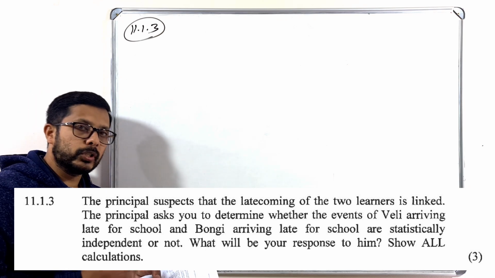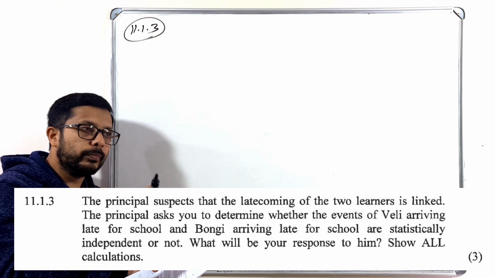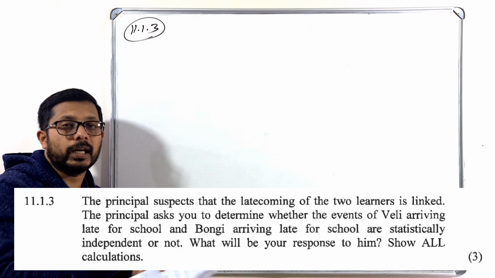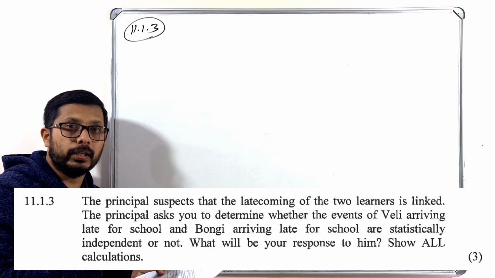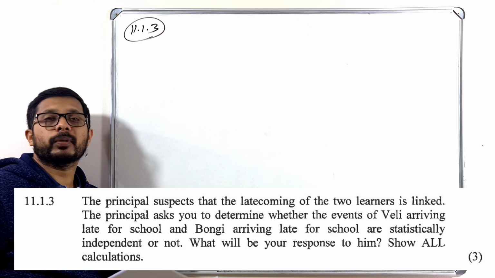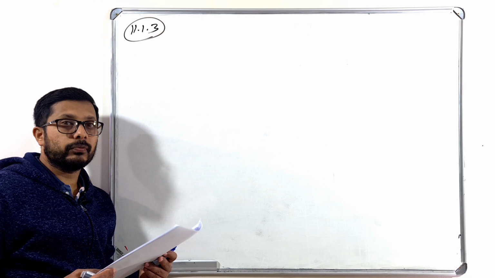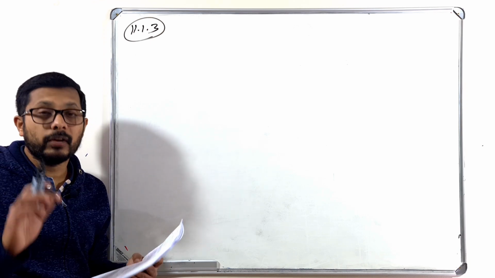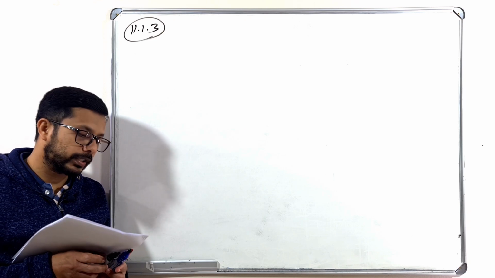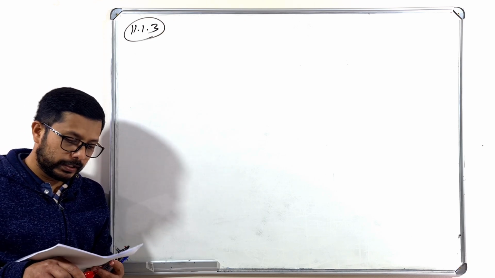So the principal is asking you to find statistically whether Bongani and Whaley being late has any connection, or is it independent or dependent. So how can you find that? Now leave the story of the principal and all the things. We have to know what is the condition for independence. How can we prove that two events, for example A and B, are independent or not? What is the condition for that?